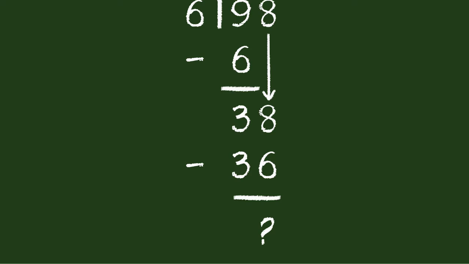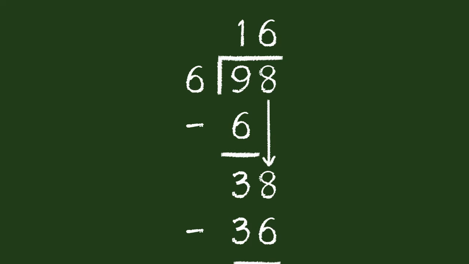Now subtract the 36 from the 38. 38 minus 36 equals 2, so put the 2 down here. This is our remainder, so put the remainder up here by the answer. Now we have our answer, so 98 divided by 6 equals 16, remainder 2.